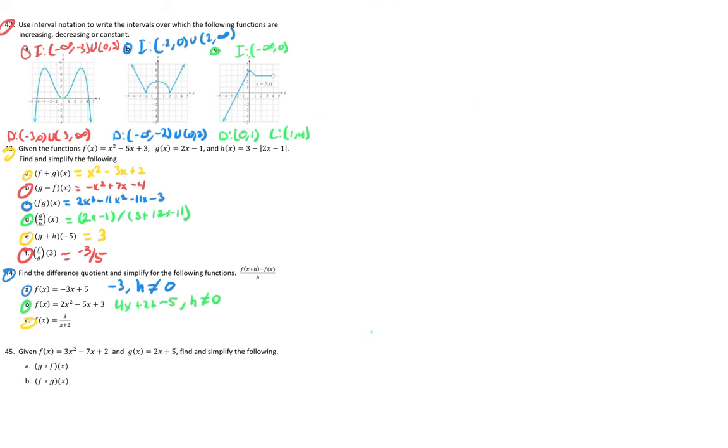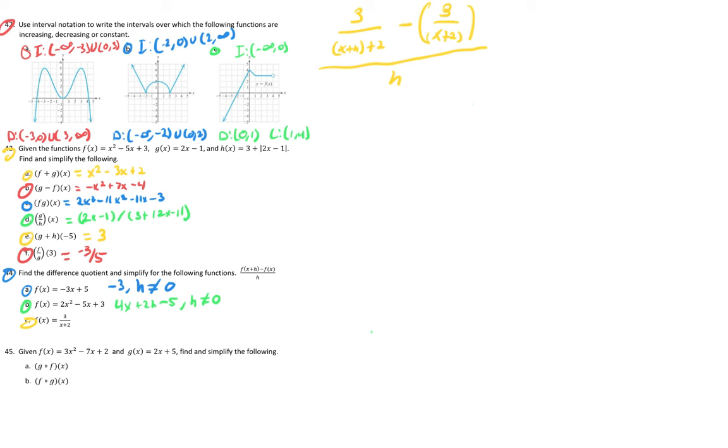Okay, part C, f of x is equal to 3 over x plus 2. So just the same, we'll have 3. Anytime I see an x, replace it with x plus h, plus 2, minus 3 over x plus 2, all over h.